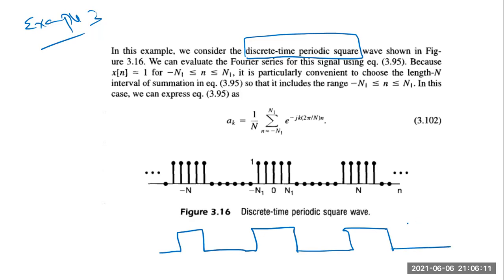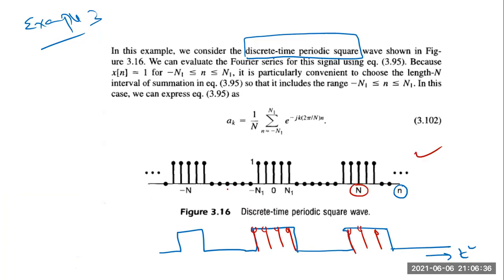But now this is not that. In that case, it was a continuous variable, but now this is a discrete variable. But its shape looks as if you have taken the samples of this signal. So it means as if you have samples like this. Okay. So this is a periodic signal, its period is N.